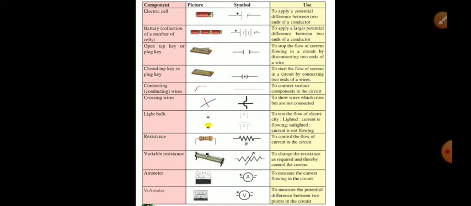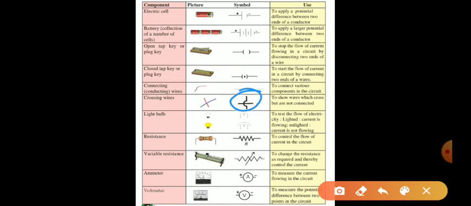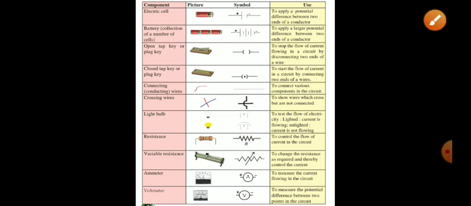Now a wire is denoted by a straight line, and the use of a wire is to connect the various components in the circuit. After that, the crossing wire is denoted by that symbol to show wires which are crossed but are not connected. We use that symbol. A light bulb is denoted by that symbol to test the flow of current. Lighted means current is flowing, unlighted means current is not flowing.